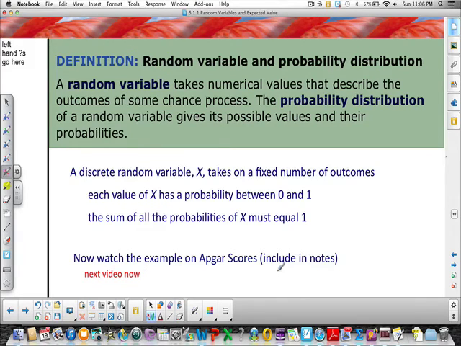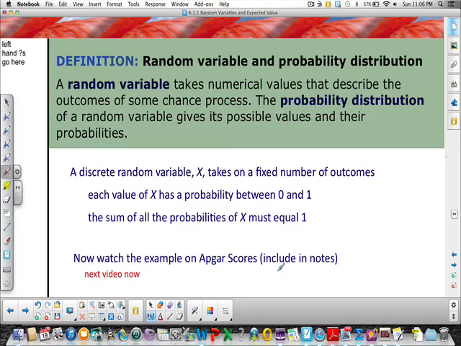Then the probability distribution of a random variable gives the possible values and their probabilities, just like our probability model did in chapter 5. So a discrete random variable x takes on a fixed number of outcomes. That means it doesn't go on forever. It can only take on a certain countable number of outcomes. And each value of x has to have a probability between 0 and 1. And of course, the sum of all the probabilities has to add up to 1.